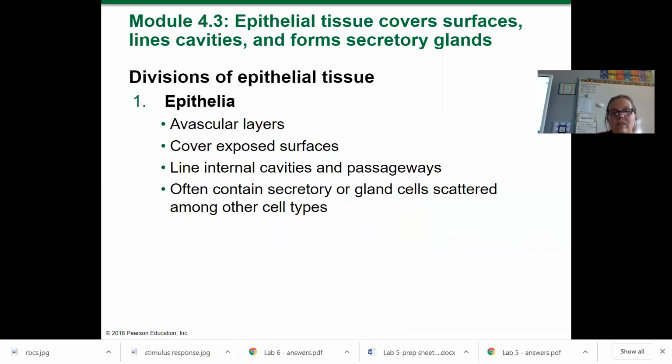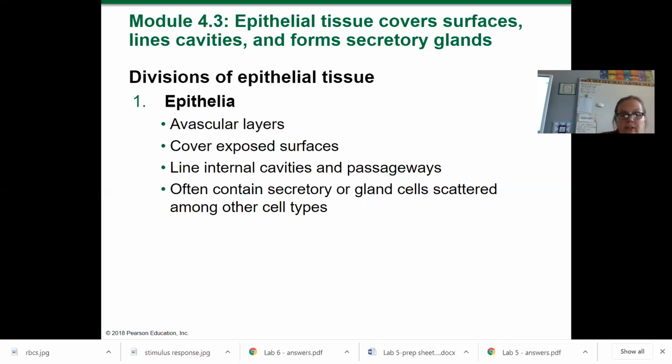Having said that, we're going to start with epithelium. And what I want to do for this video, it's going to be a little bit shorter, is give you a 5-minute or so review of the tissue, and then have you pause it, fill out your graphic organizer, and then move on to the next tissue.